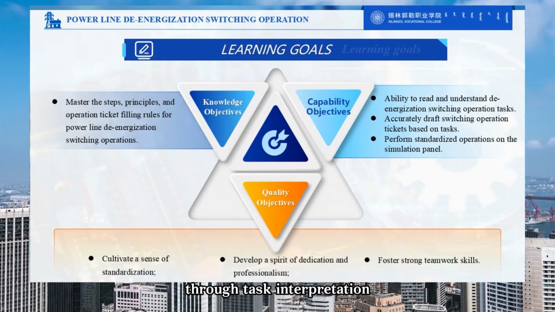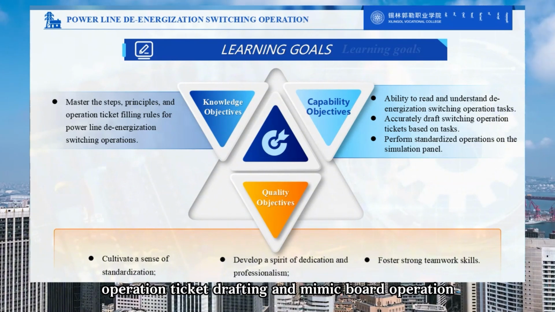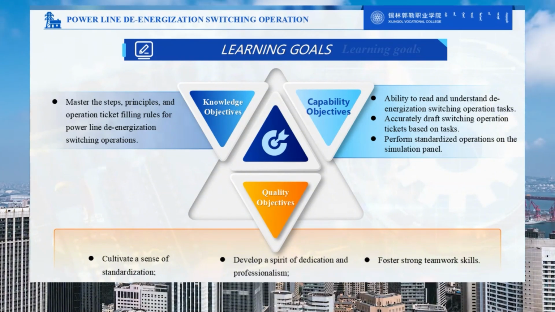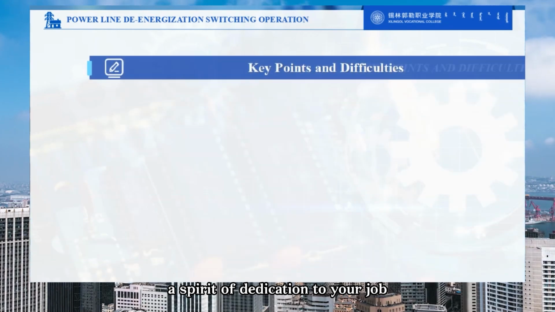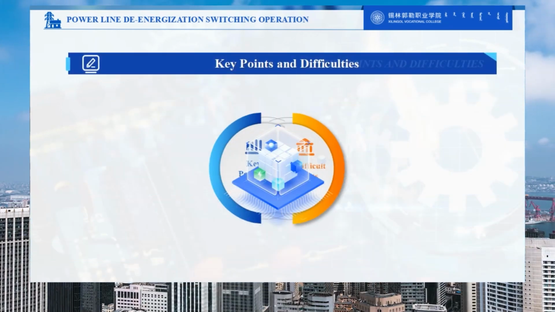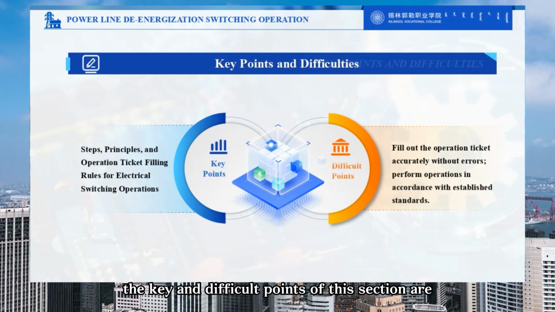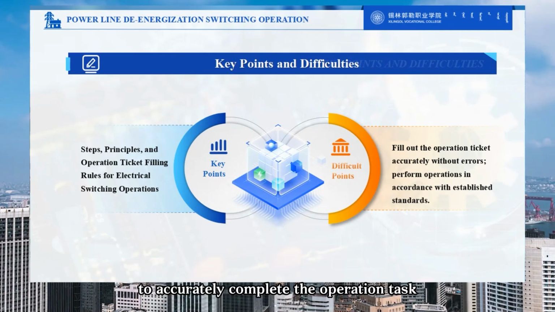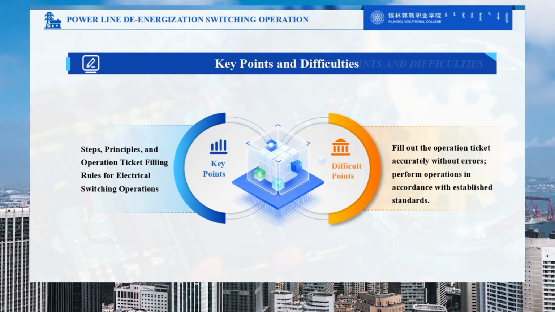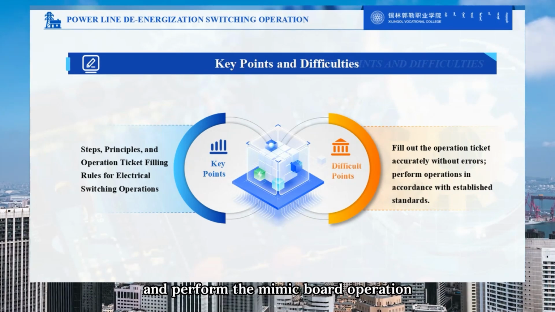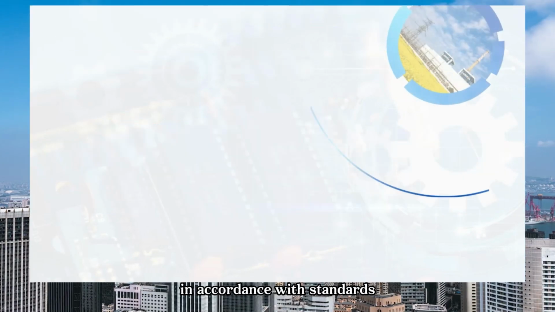Through task interpretation, operation ticket drafting, and MIMIC board operation, develop a sense of standardization, a spirit of dedication to your job, and strong teamwork skills. The key and difficult points of this section are: to accurately complete the operation task according to the switching procedures, fill out the correct operation ticket, and perform the MIMIC board operation in accordance with standards.